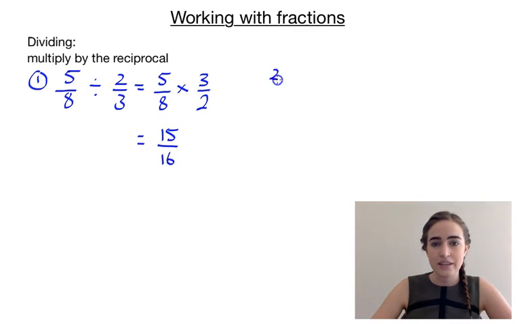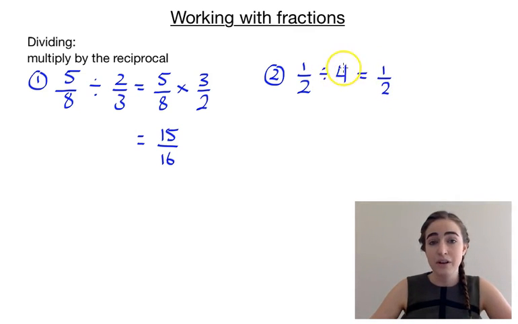All right, let's have a look at a second one. If we have a half divided by 4. So again, instead of dividing by 4, we're going to multiply by the reciprocal. If we were to write 4 as a fraction, we'd write it as 4 over 1, which means its reciprocal is 1 over 4, or a quarter. And again, now it's just a multiplication, so that would give us 1 over 8.